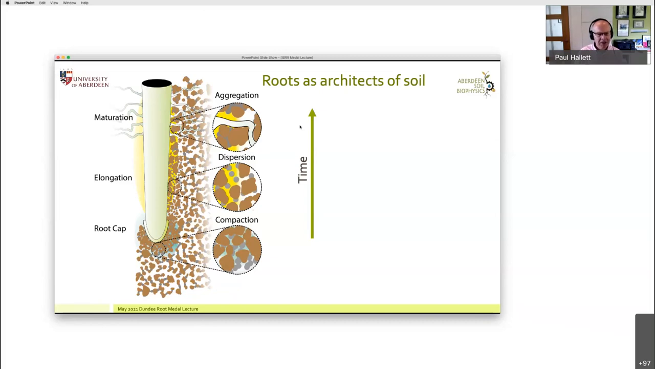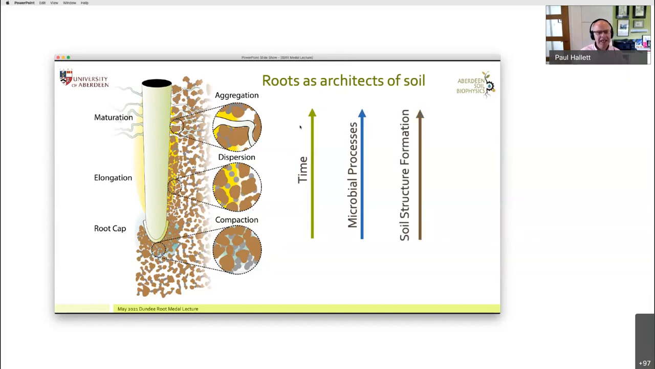Now, it's not just an impact of the root itself. There's also an impact of microbiology driving the way the soil forms. And all of this then leads to soil structure formation. And plant breeders have the capability to manipulate a lot of these properties. And that's really what we're trying to focus on. So whether it be exudation, whether it be these root hairs, and then what are the impacts that that has on soil structure formation, which could then be used to either improve plant performance or to improve the properties of soil as well.